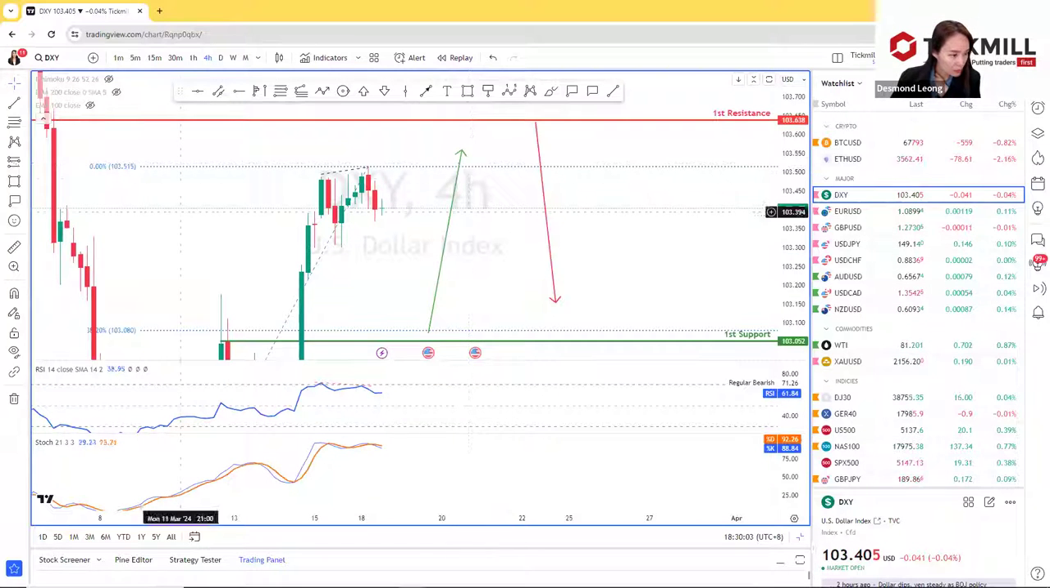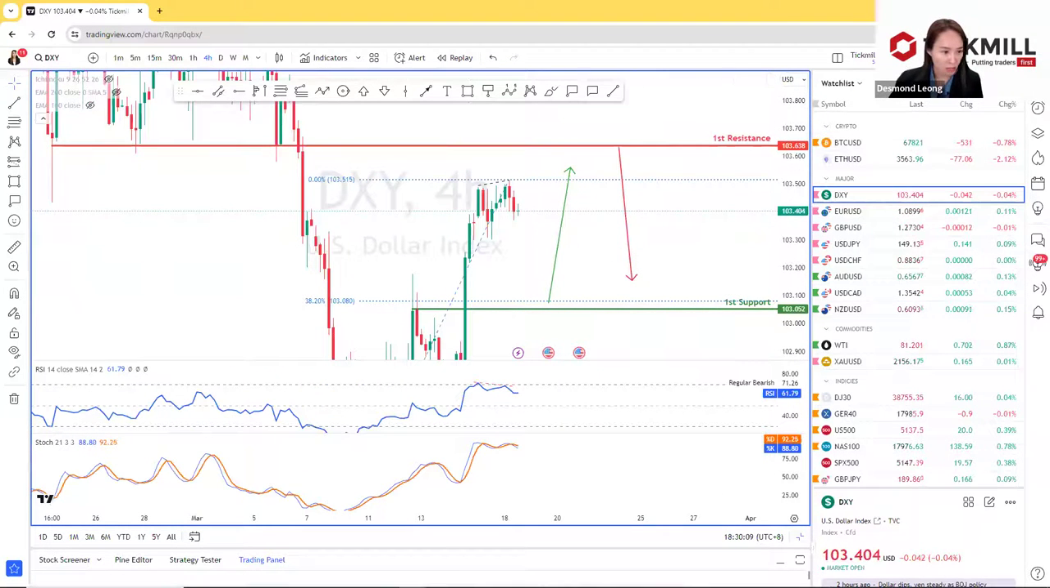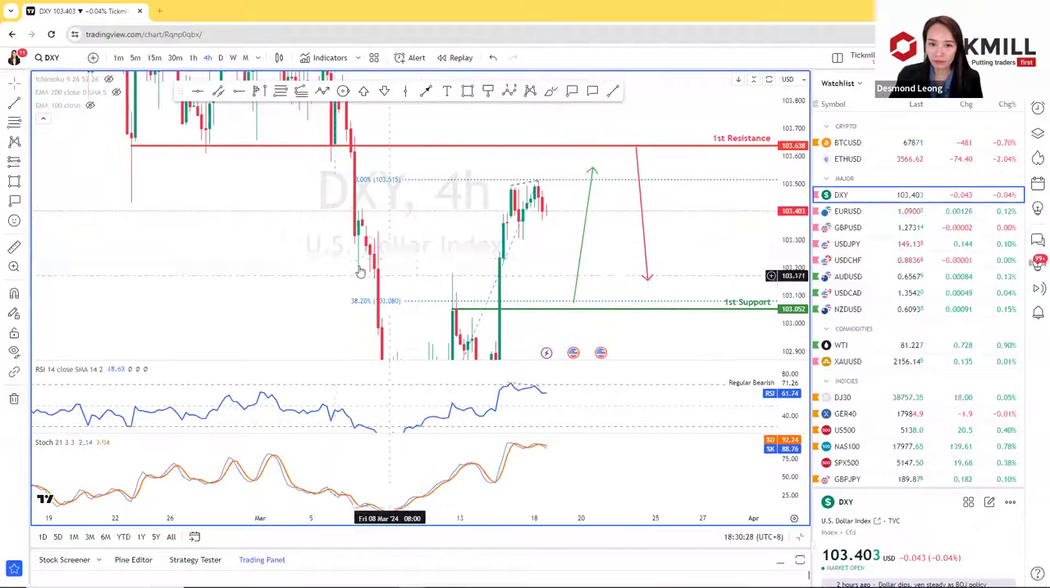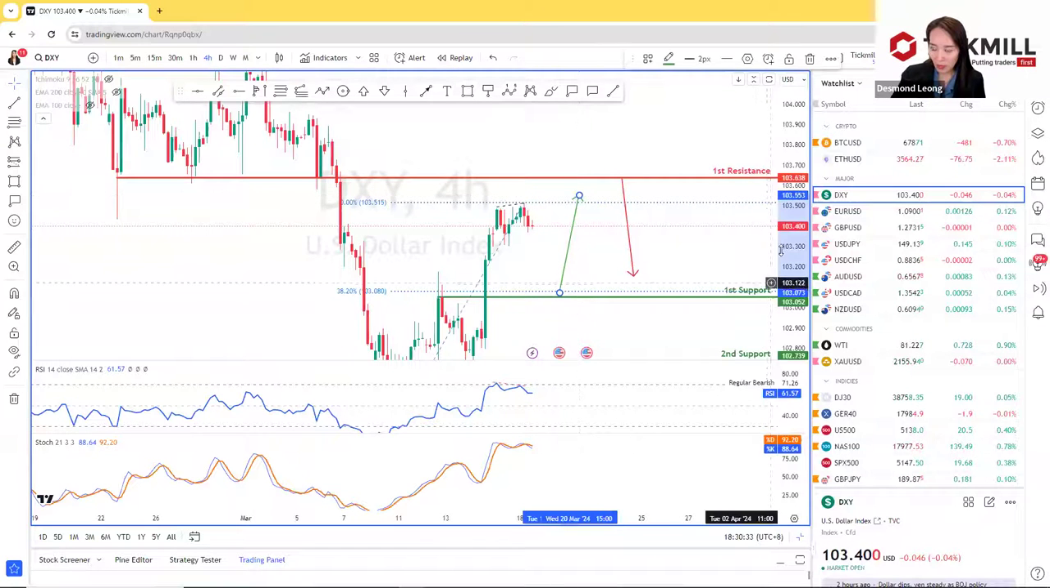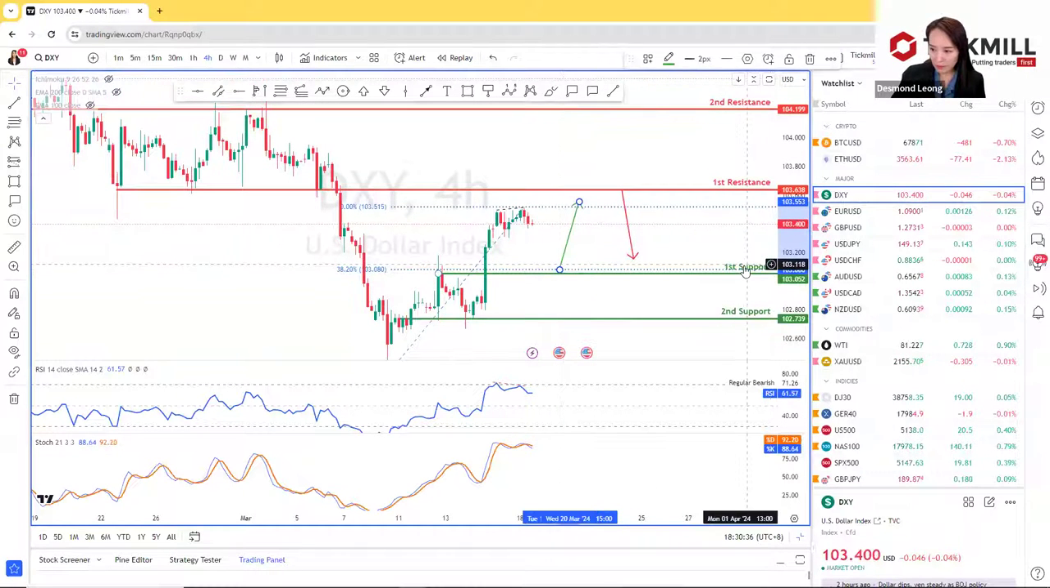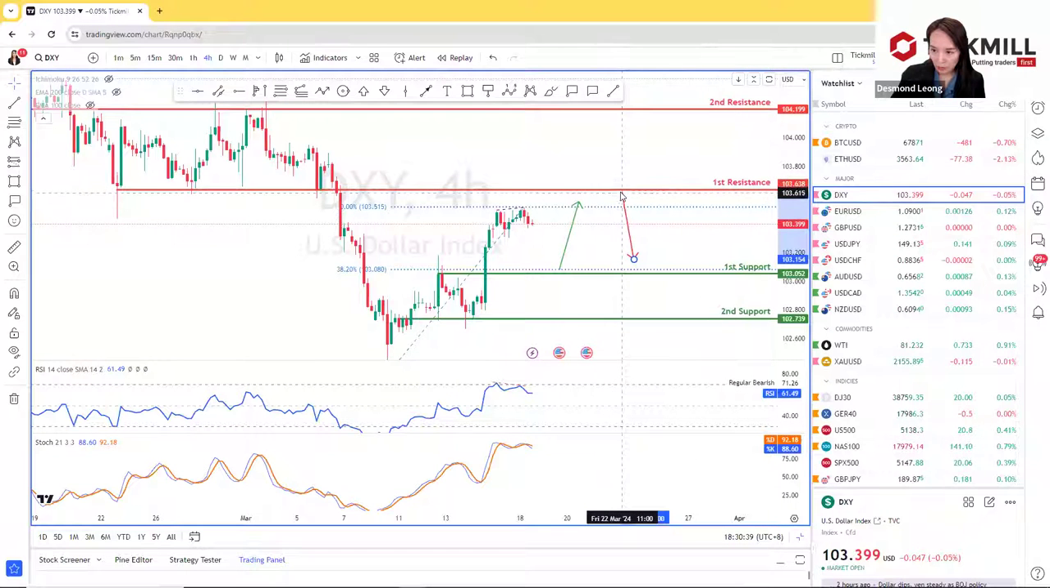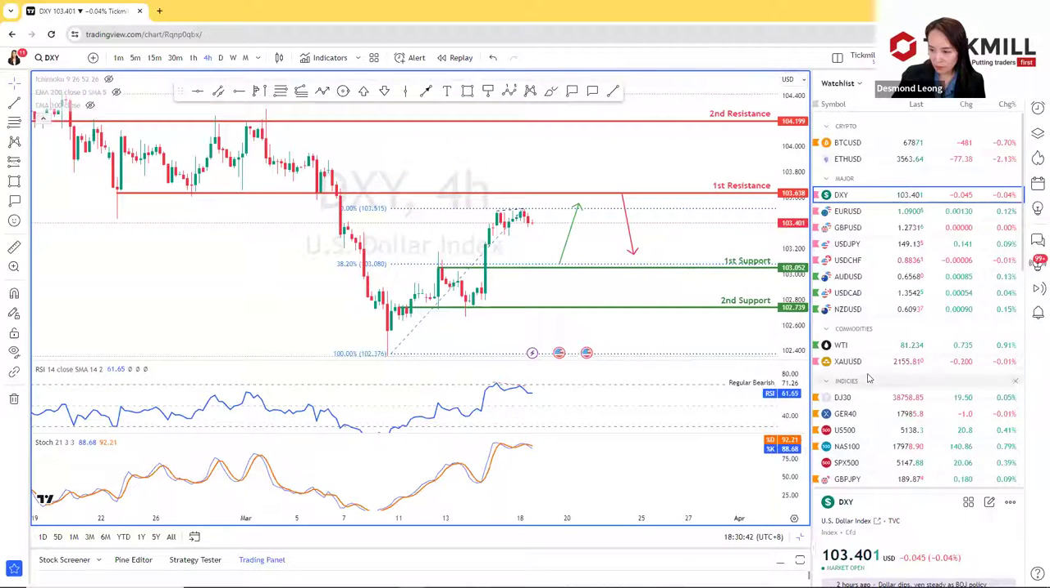Okay, we already see that the news for this week is a major one, so you have to keep a look on that. That's why I think JPY may be falling from here. And again, either you buy at the first support or you wait for the first resistance. Okay, we just have to see.